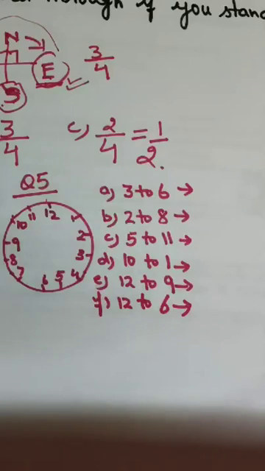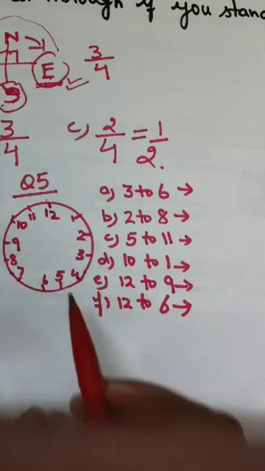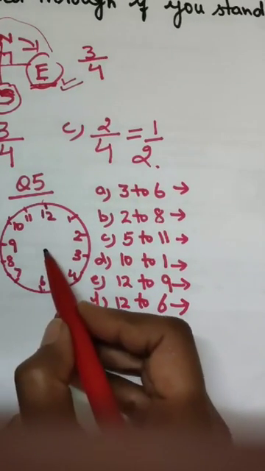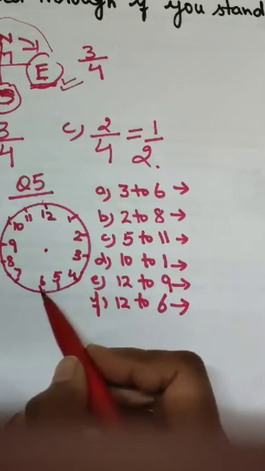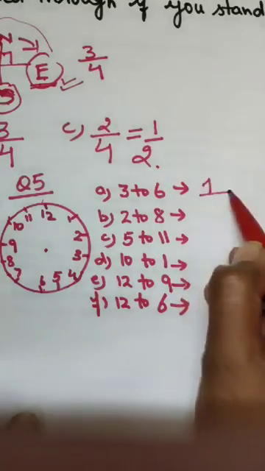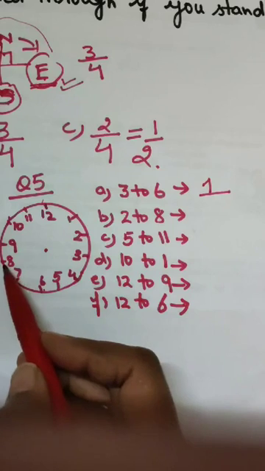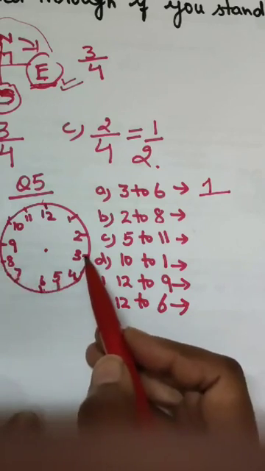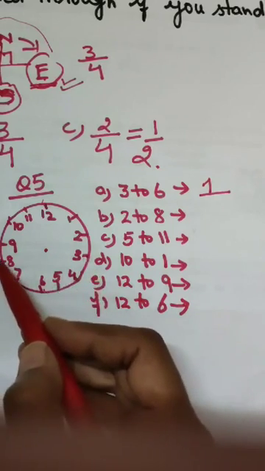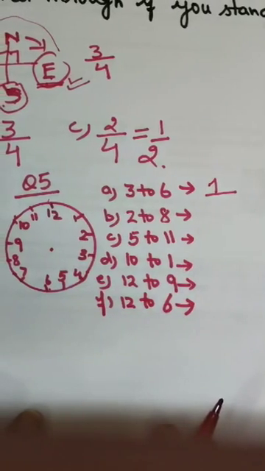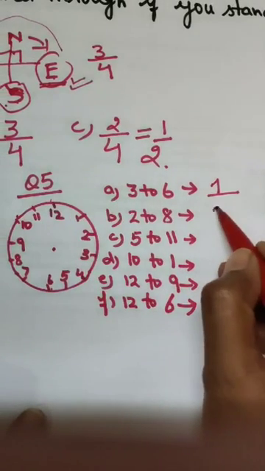So this is question number 5. Find the number of right angles turned through by the hour hand of a clock when it goes from 3 to 6. 3 to 6, difference of 3 numbers, so 1 right angle. From 2 to 8, count differences of 1, 2, 3, 4, 5, 6. 6 numbers, so it has covered 2 right angles.